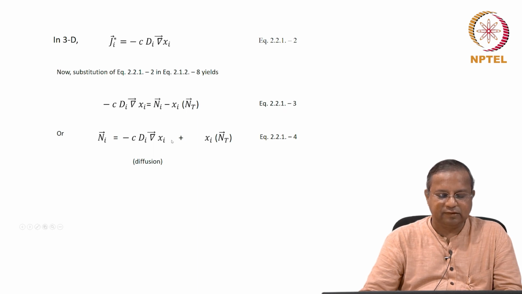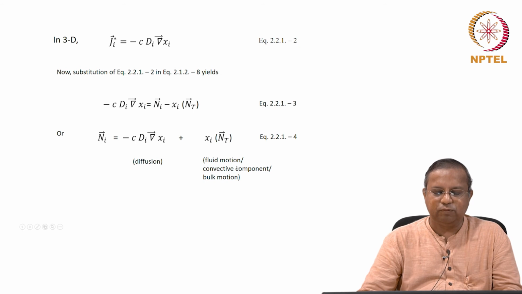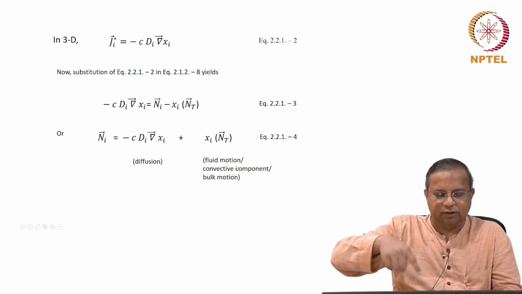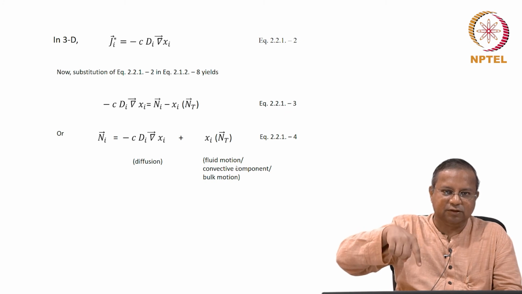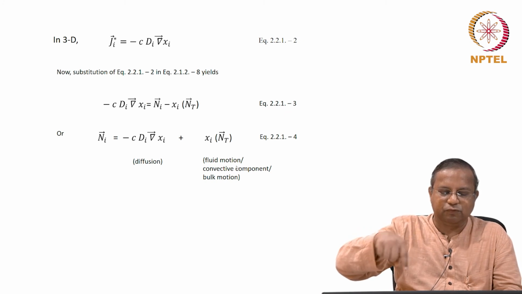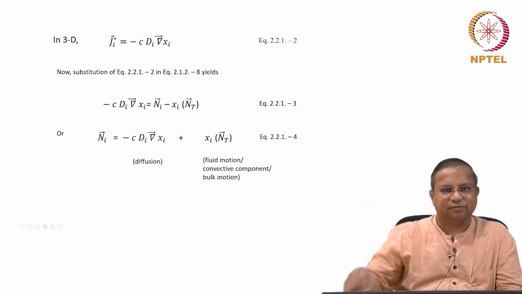This is the total flux of I in a certain case. This is the component due to diffusion, the molecular motion, and this is the component due to fluid motion, convective motion, or the bulk motion. Recall stirring the sugar in your tea or coffee with a spoon. That is a fluid motion, convective motion, or bulk motion. These are terms that we are going to use to represent that stirring equivalent.